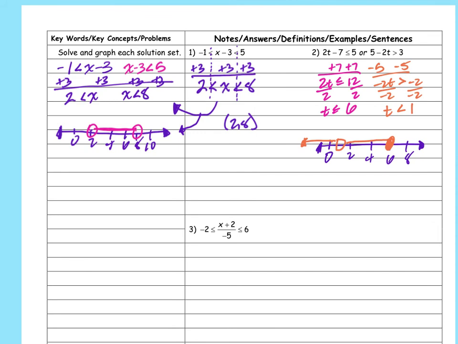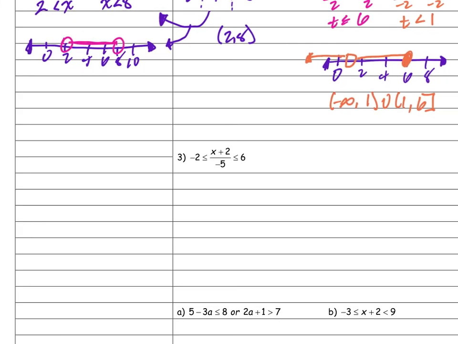Okay, so my answer would be, in interval notation, negative infinity to 1, joined with 1 to 6. Boom. Okay, questions? Are we okay so far? All right, so we have one more to do here together.